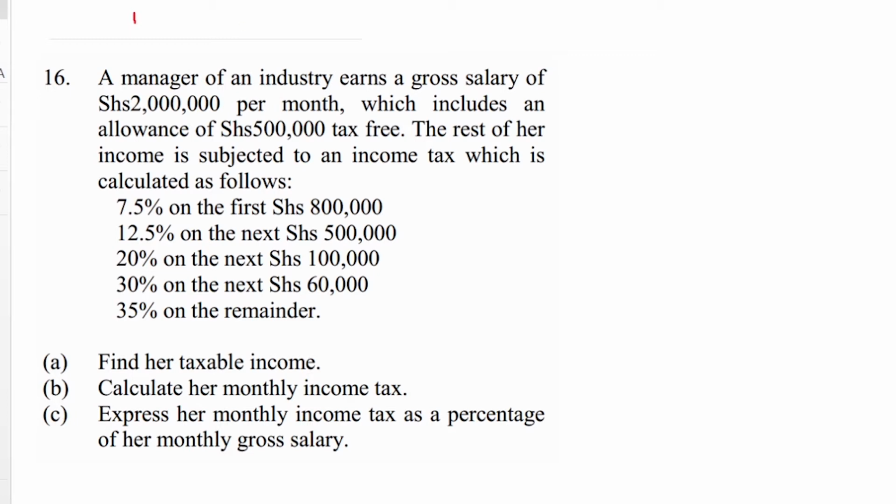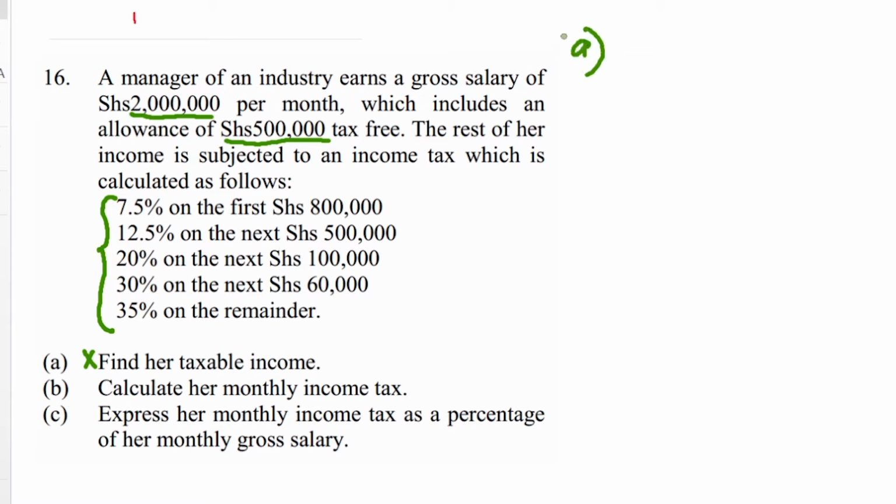So a manager of an industry, this question says, earns a gross salary of 2 million. Now, when you're talking about gross salary, we are talking about the kind of salary before taxes have been deducted. So it's 2 million Uganda shillings per month, which includes an allowance of 500,000, which is tax-free. The rest of her income is subject to an income tax, which is calculated as follows. So after this 500,000 has been deducted because it is tax-free, the rest is subject to these kinds of rates of income tax. So first of all, find her taxable income.